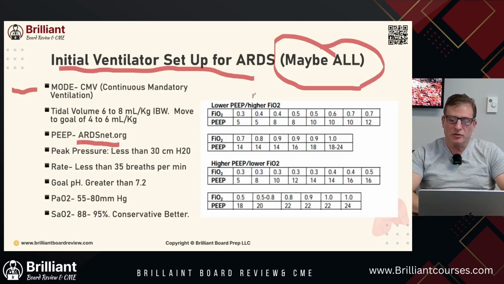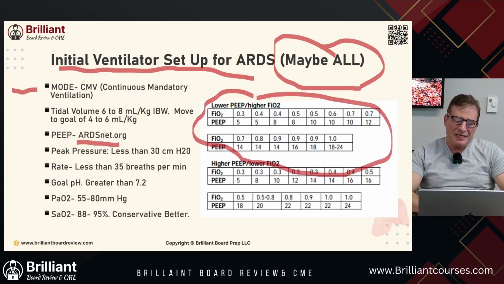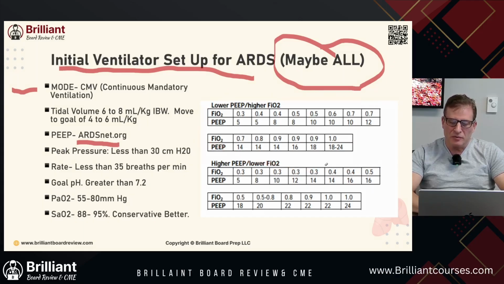You can see these here. There's low and higher PEEP. The lower PEEP is pretty much what we're going to see commonly. The higher PEEP is not as many people use, but it's still available. These are ideas they've come up with for how you can set PEEP.